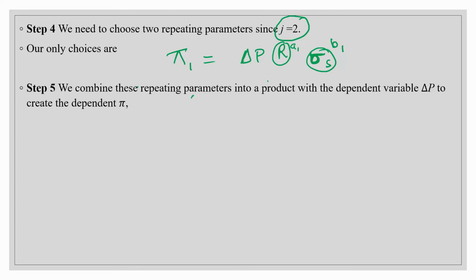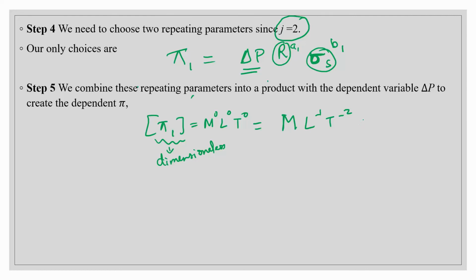Now we have to equate the dimensions on both sides. If we equate the dimension of pi 1, again it will be m0 l0 t0, because it is a dimensionless quantity, and the dimension of delta p, this is a pressure, so I will write it as m l inverse t to the power minus 2, and l, because the dimension of r is l, to the power a1, and the dimension of surface tension will be m t to the power minus 2, to the power b1.